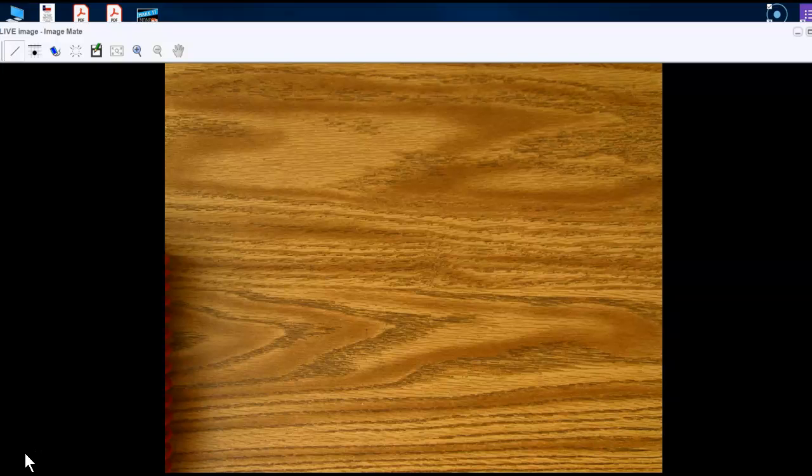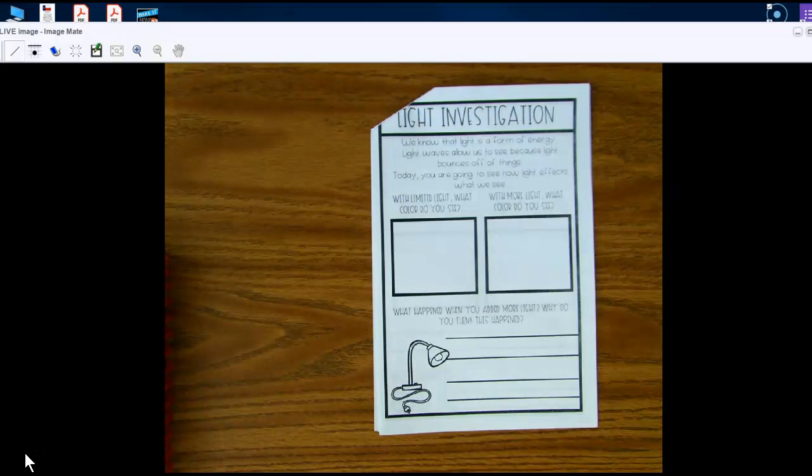Okay, so today we're going to be talking about light. You're going to open up to this side page of your booklet. It says Light Investigation. It has a lamp on the bottom. We know that light is a form of energy. Light waves allow us to see because light bounces off things. Today, you're going to see how light affects what we see.